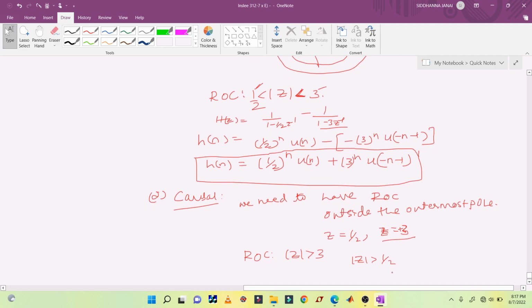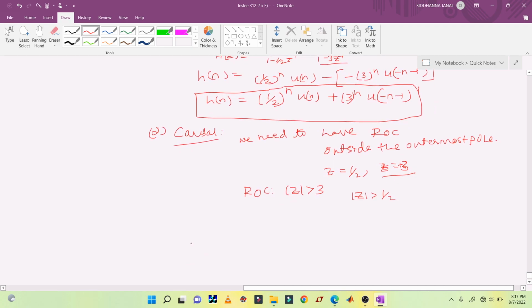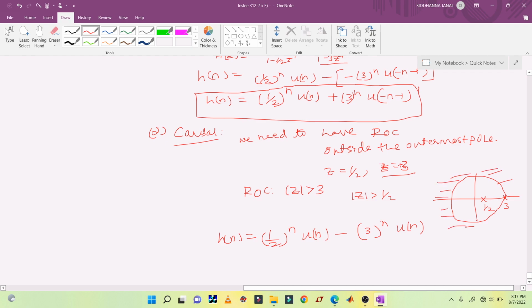So both are right-sided sequences, the first sequence 1 by 2 and 3. H of n is equal to 1 by 2 to the power n u of n minus 3 to the power n u of n. Okay, if we want to plot the ROC, then this is 1 by 2 if I take, and this is 3. ROC is outside this, outside the outermost pole.